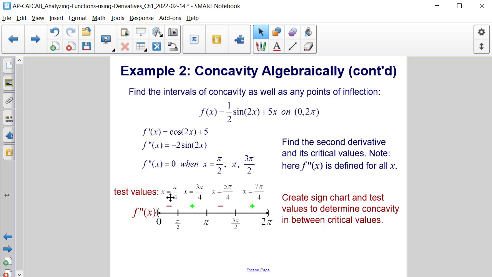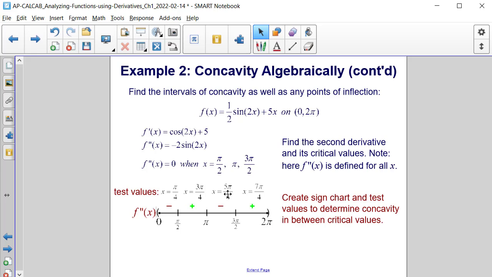So the x value that we chose between 0 and pi over 2 was pi over 4, and if we substitute that in, we'll have the sine of 2 pi over 4, or the sine of pi over 2, and sine of pi over 2 is 1, and negative 2 times positive 1 is negative 2, so we have a negative sign here. Then if we do 3 pi over 4, substitute that in for x, we have 2 times 3 pi over 4, which simplifies to 3 pi over 2. The sine of 3 pi over 2 is -1, and -2 times -1 is +2, so we have a positive here.